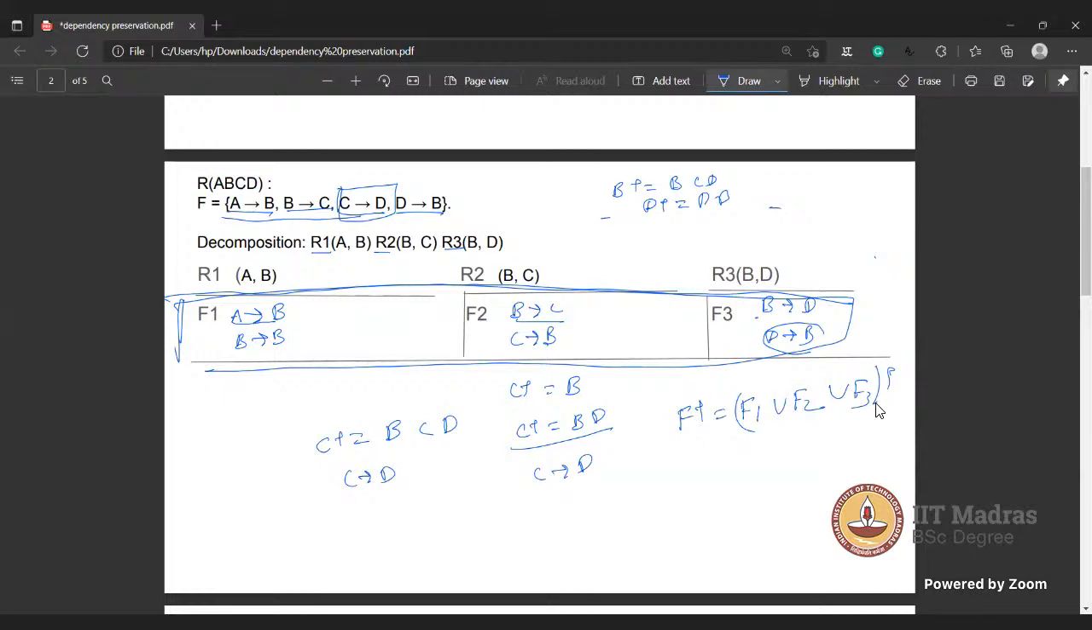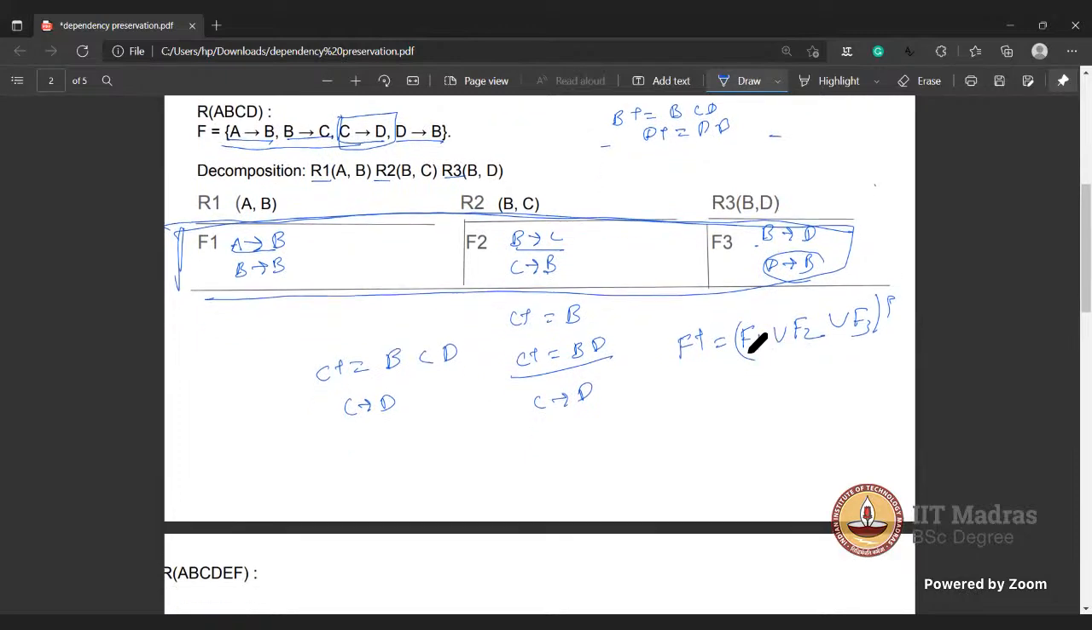But you're saying that this unionizing is allowed, because C determines D is not directly derivable from R2. So you're unioning R2 and R3 and then finding C gives D. Yeah, this is the method to check whether a dependency is preserved or not. We cannot directly say it from the decomposed relations. Like in the previous example, it was not preserving, right? Now here it is preserving, right?